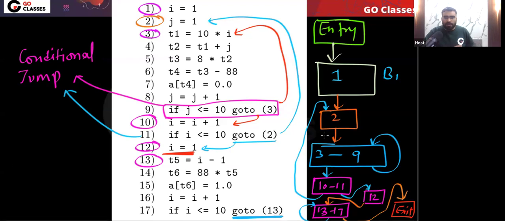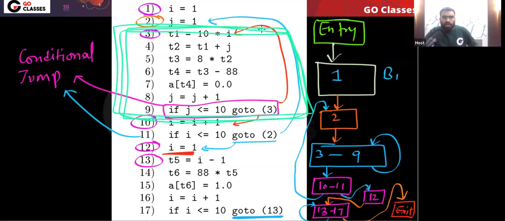For example, from this basic block 3 to 9, can I go to exit? From this basic block, please tell me. Very simple question. Focus on this 3 to 9. Can I go to exit? No, I cannot go. Either I will go to instruction number 10 or I will go to instruction number 3. I cannot go to exit.